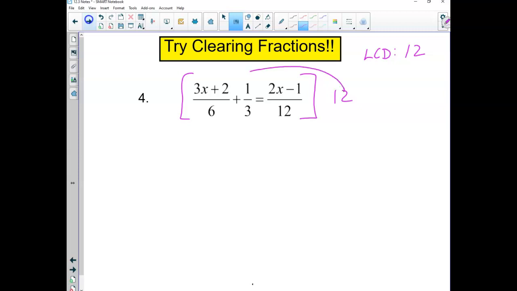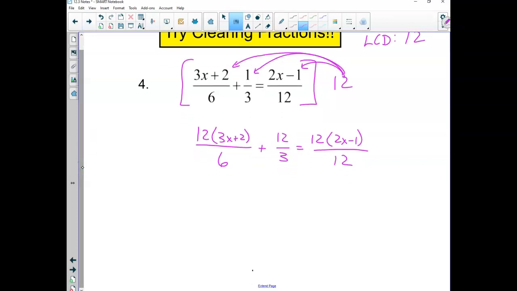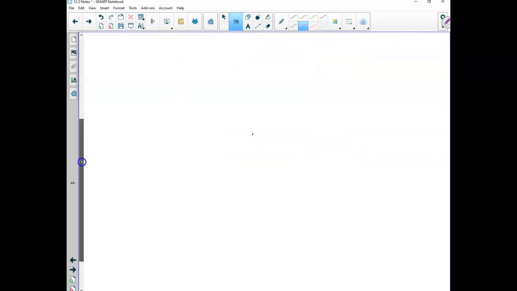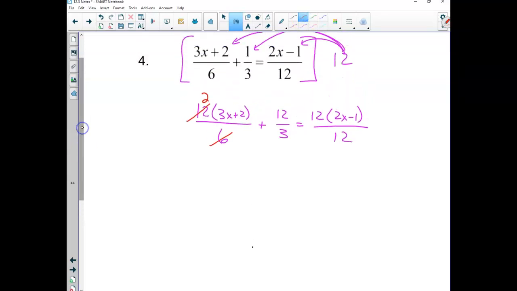Notice when I distribute my 12 here, I'm realistically going to have 12 times 3x plus 2 over 6, plus 12 over 3 equals 12 times 2x minus 1 over 12. The reason I'm doing that is because I want to simplify my fractions before I do anything, all right? Now notice, this 6 will reduce with the 12 and there's only a 2 left over. This is going to reduce to just distributing a 2.